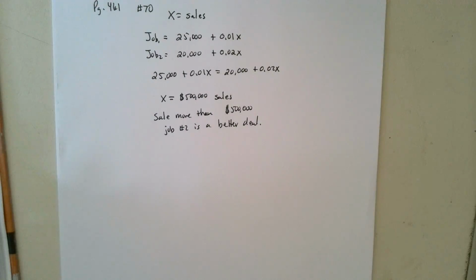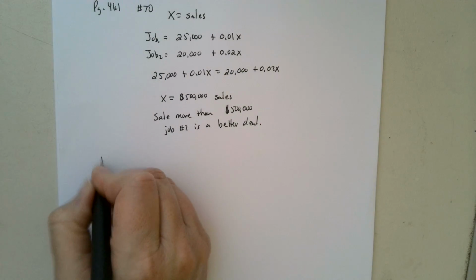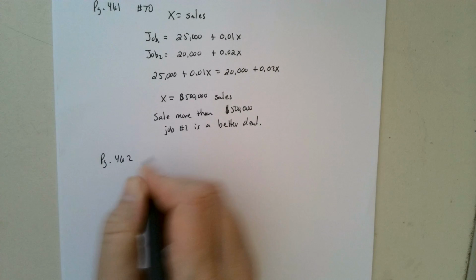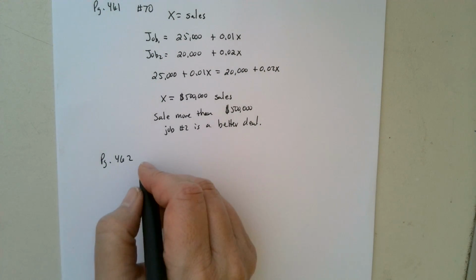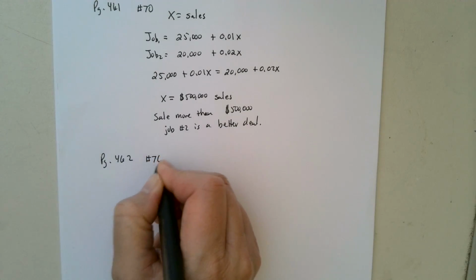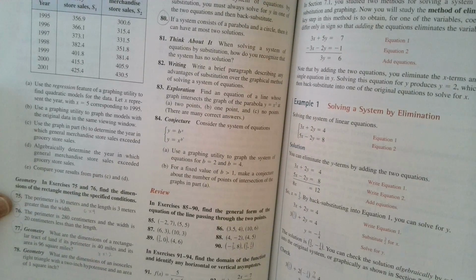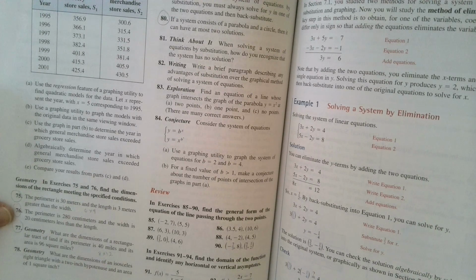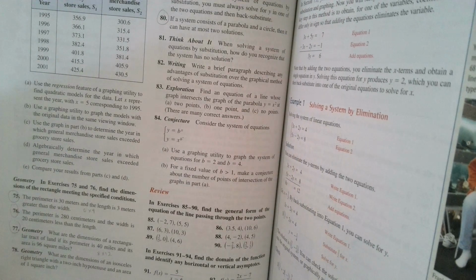So I want to look at one more real quick on page 462. Just showing you a little bit of variety. You will have problems from both sections. I want to look at page 462, number 76. And so for this problem, it says find the dimensions of the rectangle. On 76, the perimeter is 280 centimeters and the width is 20 centimeters less than the length.